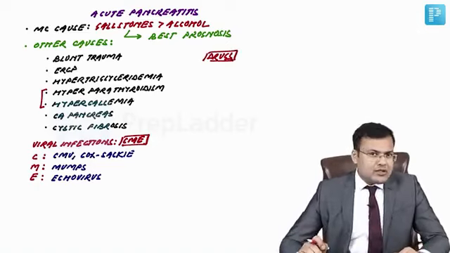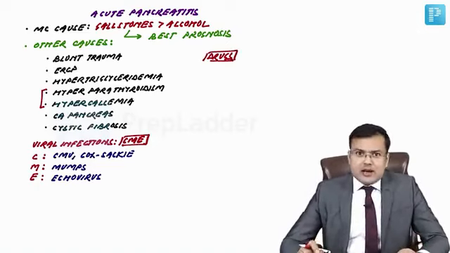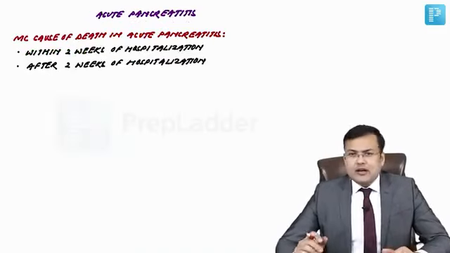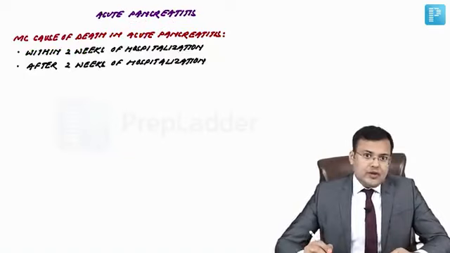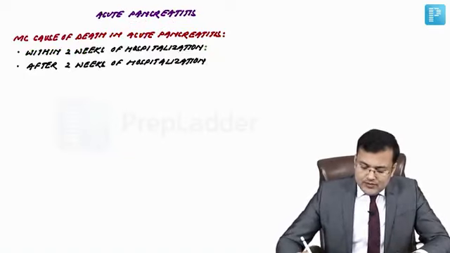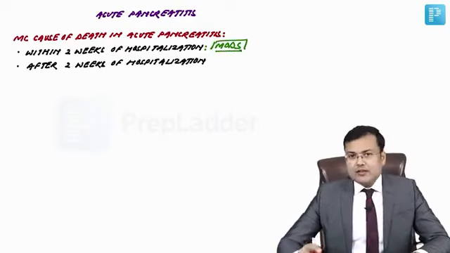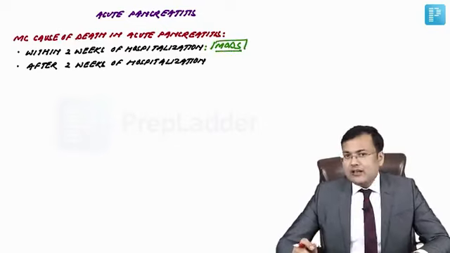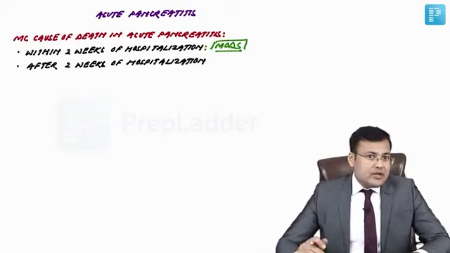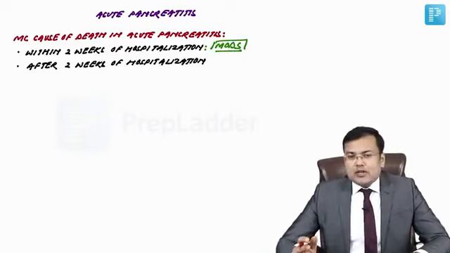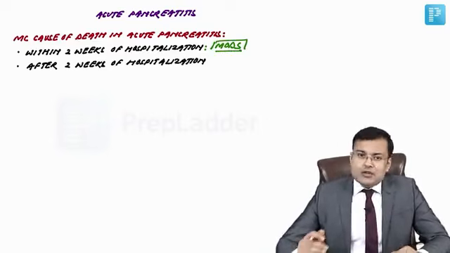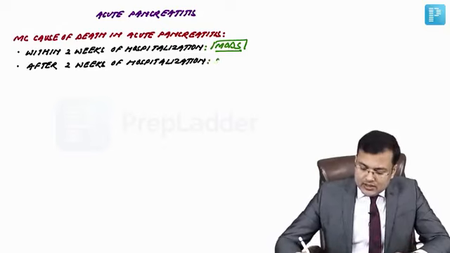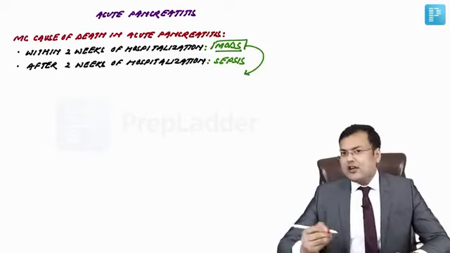So best prognosis: gallstone-induced pancreatitis has the best prognosis. What is the most common cause of death in acute pancreatitis within 2 weeks of hospitalization? If it occurs within 2 weeks of hospitalization, this is because of multi-organ dysfunction syndrome. And what is the most common cause of death after 2 weeks of hospitalization? This is sepsis.